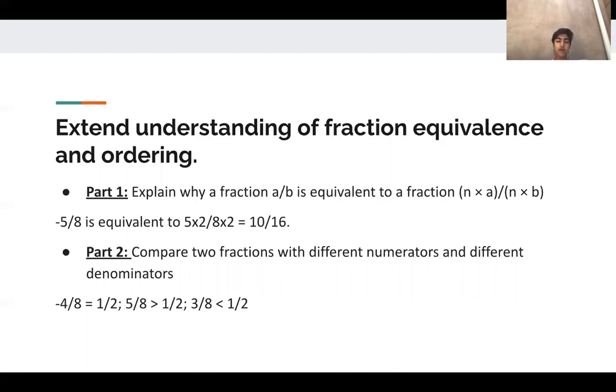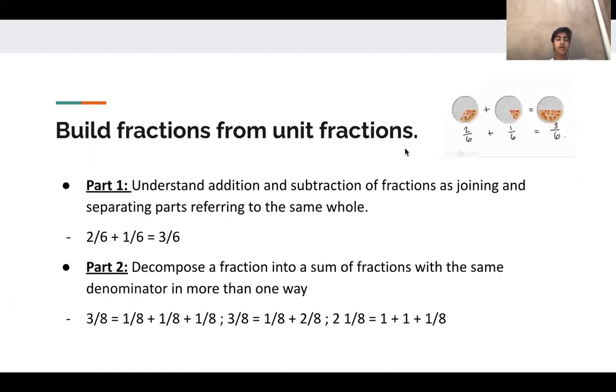Now 3 over 8 is less than 1/2 because once again, we can multiply the top and bottom of 1/2 by 4 to give us 4 over 8, and we know that 3 over 8 is less than 4 over 8. Okay, now we want to know how to build fractions from unit fractions. We have to understand addition and subtraction of fractions as joining and separating parts. Pretty simple. So if I had 2/6 of a pizza, and I add 1/6 of a pizza to it, I get 3/6 of a pizza. And that's simple addition of fractions.